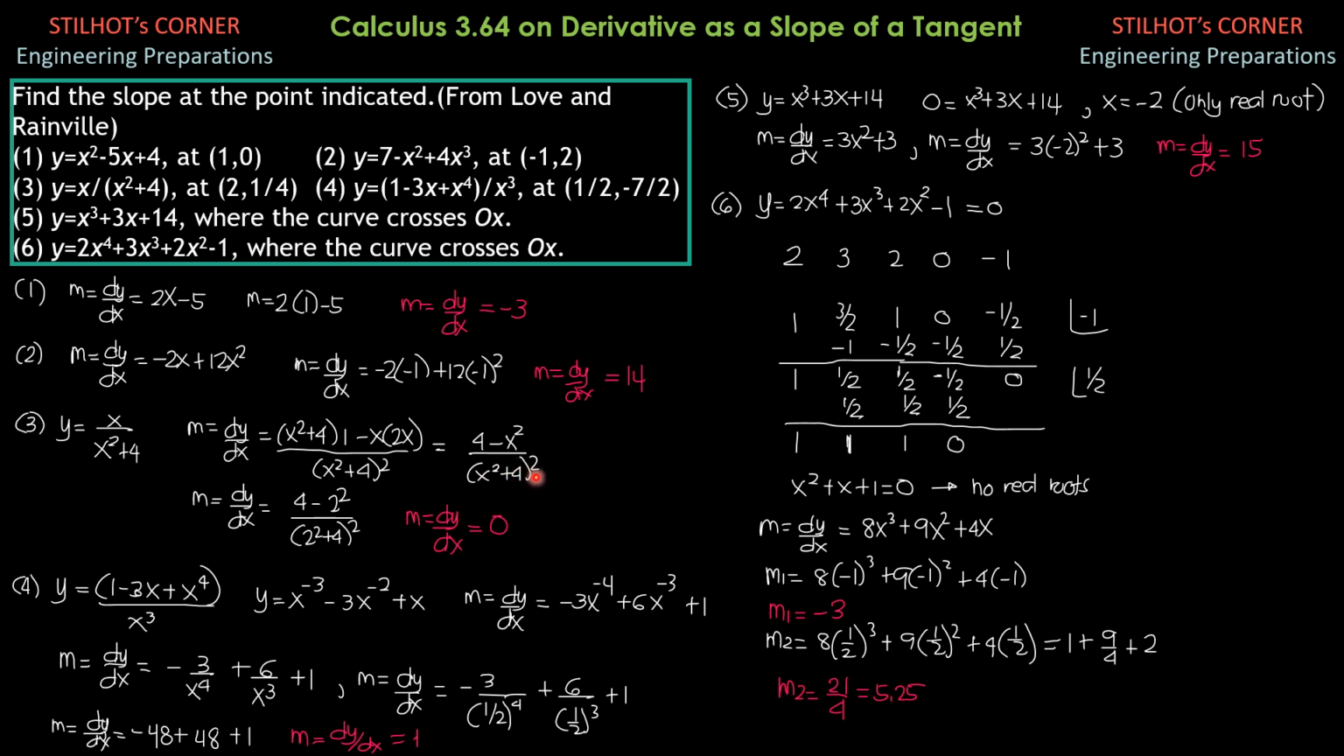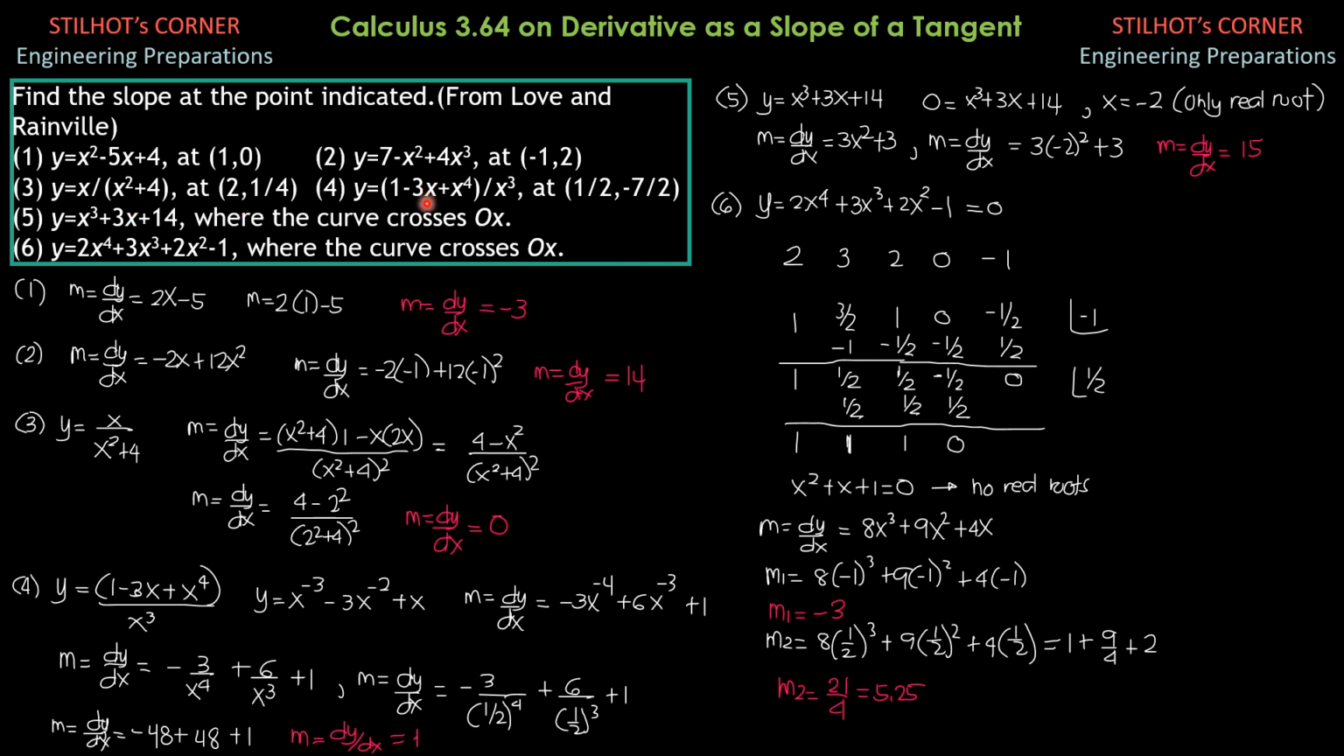Substituting the value of x, which is equal to 2. So 4 minus 2 squared, which is already 0, over 2 squared plus 4, which is 8. 8 squared is 64, but 0 over 64 is still 0. So the slope of the tangent to the curve y equals x over x squared plus 4 at the point (2, 1/4) is 0.